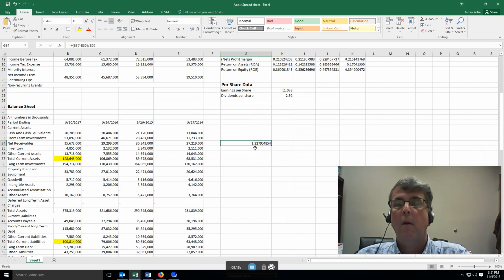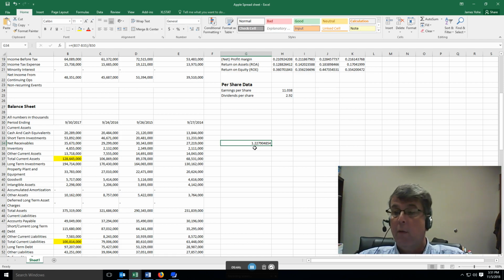Okay, so 1.2279. So roughly, that tells me Apple has $1.22 in these very quick assets per dollar of current debt. These guys can pay their bills. So now I can talk to you as a banker. Now I'm interested, okay? You want to do some borrowing? You've got the money to pay the debt. Let's see what you can do.